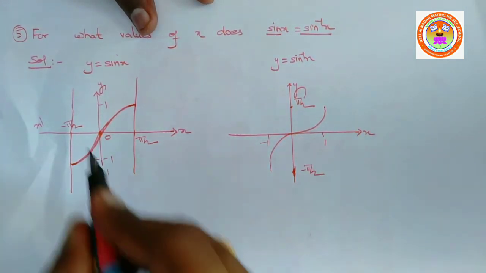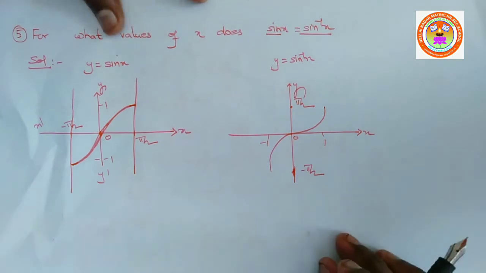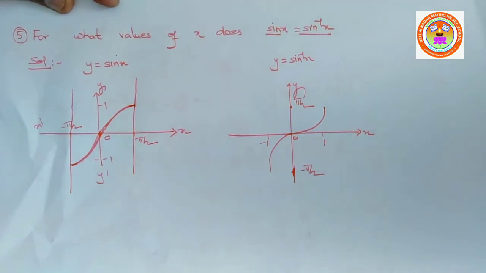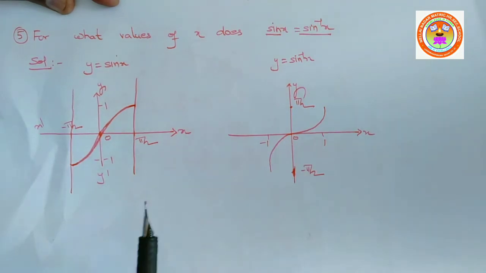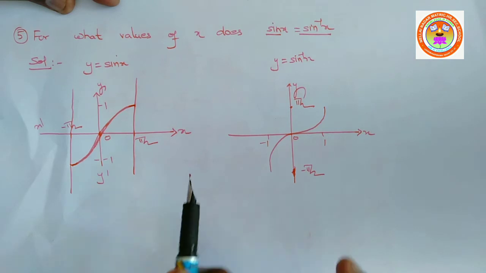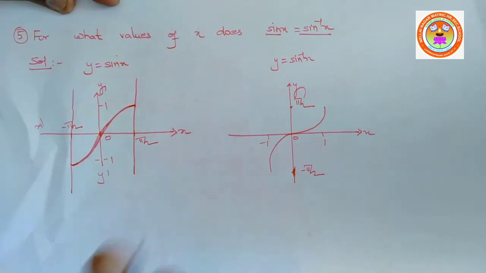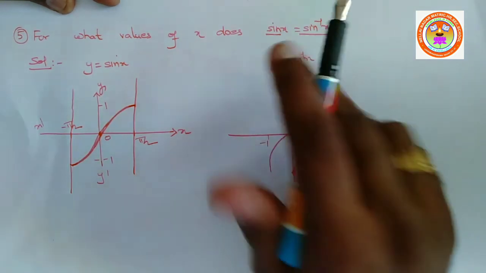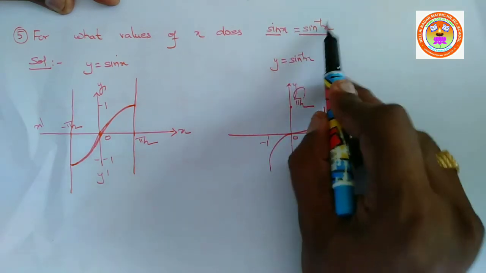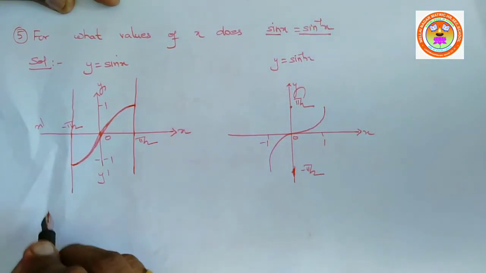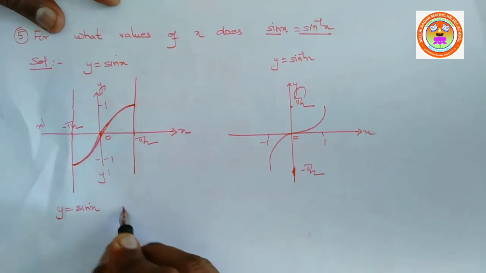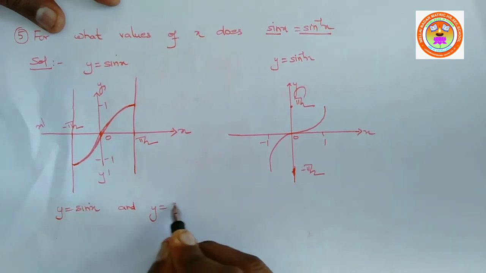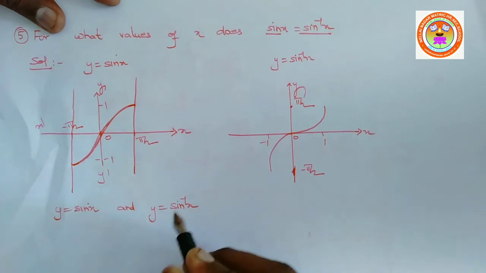On the diagram, what is the origin? Now on the diagram, when are sin x and sin inverse x going to be the same? Only at the origin. Both the curves pass only through the origin, therefore they will be equal at x is equal to 0. At x is 0, sin 0 is 0. Sin inverse of 0 is also 0. So how can I write, y is equal to sin x, and y is equal to sin inverse of x.